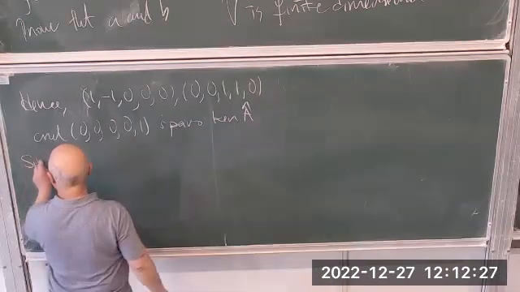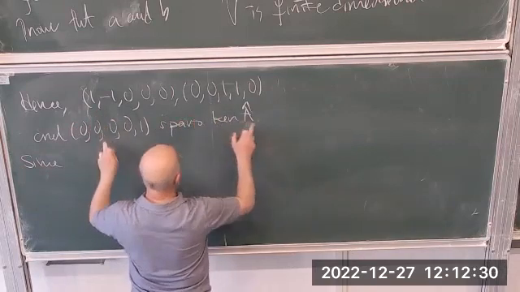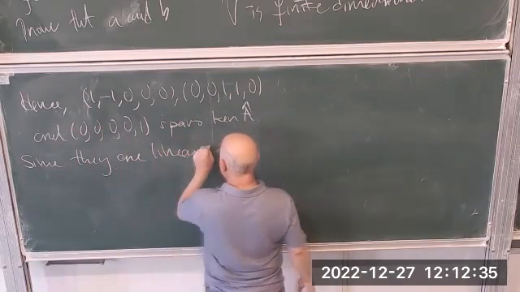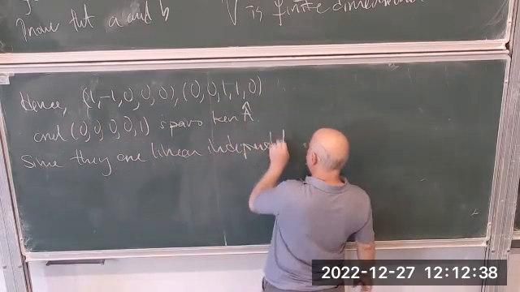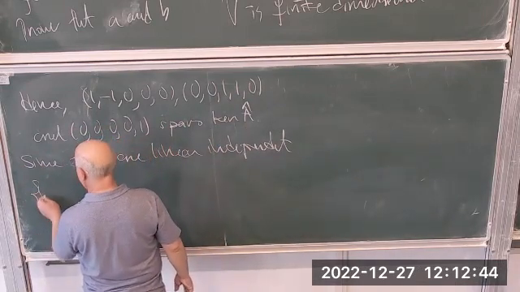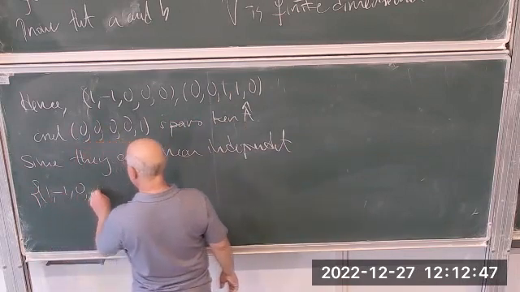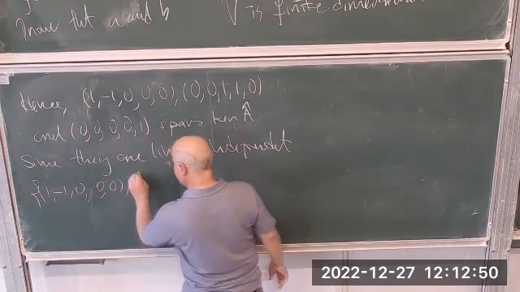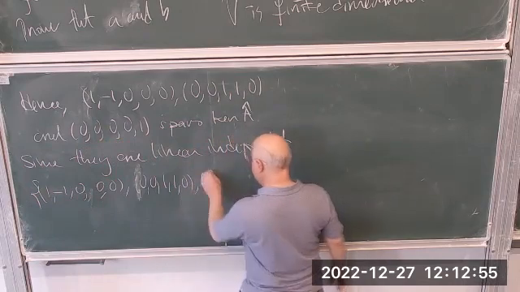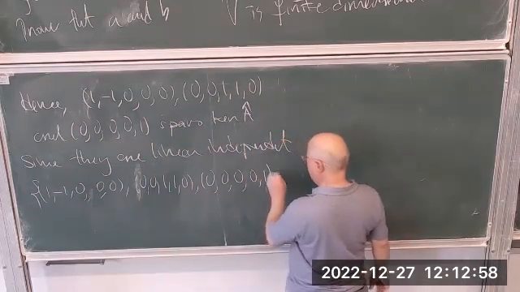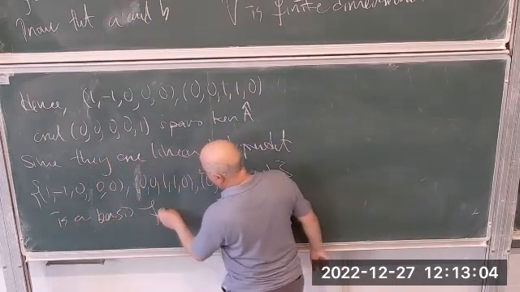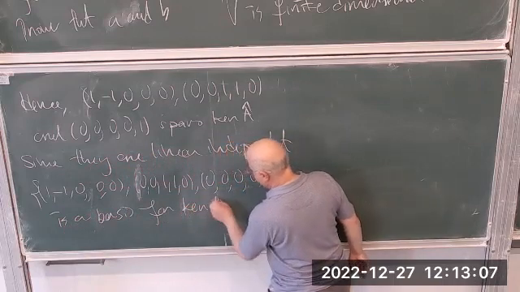Okay, now since they span the kernel of A and since they are linearly independent, evidently, so this thing (1, minus 1, 0, 0, 0), pardon, (0, 0, 1, 1, 0), and (0, 0, 0, 0, 1) is a basis for the kernel of A hat.